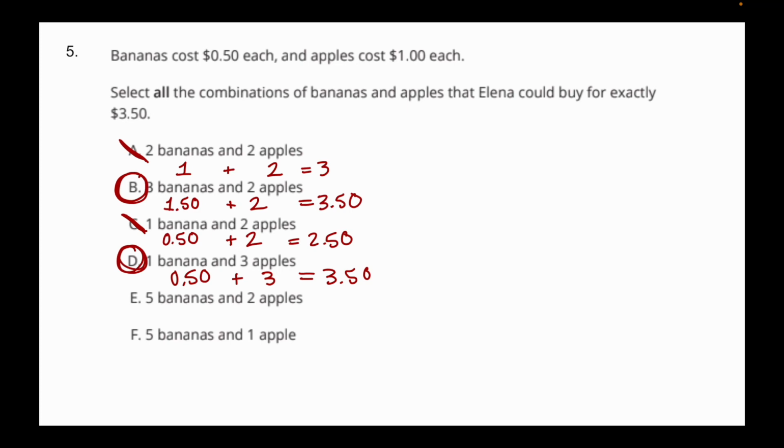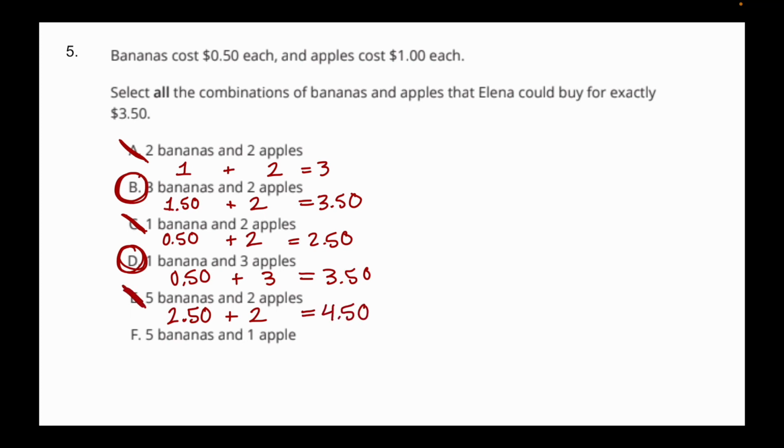5 bananas. Well, they're 50 cents each. So 2 bananas would be $1, which means 4 bananas is $2. So 5 bananas is going to be $2.50, and 2 apples, $1 each, would be $2. That's $4.50. Not going to work.